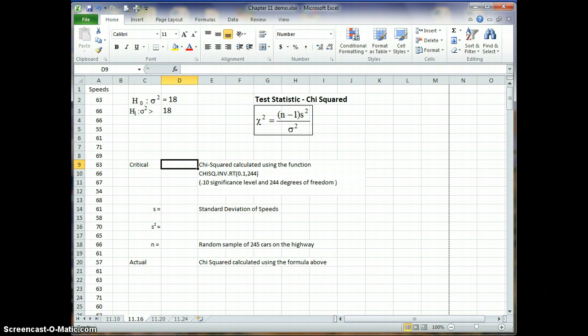And when that variance exceeds 18 miles per hour squared, the number of accidents will be unacceptably high. That's the hypothesis. So we're going to put sigma squared is equal to 18 as the null, and then the H1, it's greater than 18. And the idea is, can we conclude at 10% significance level that the variance in speeds exceeds 18 miles per hour squared?